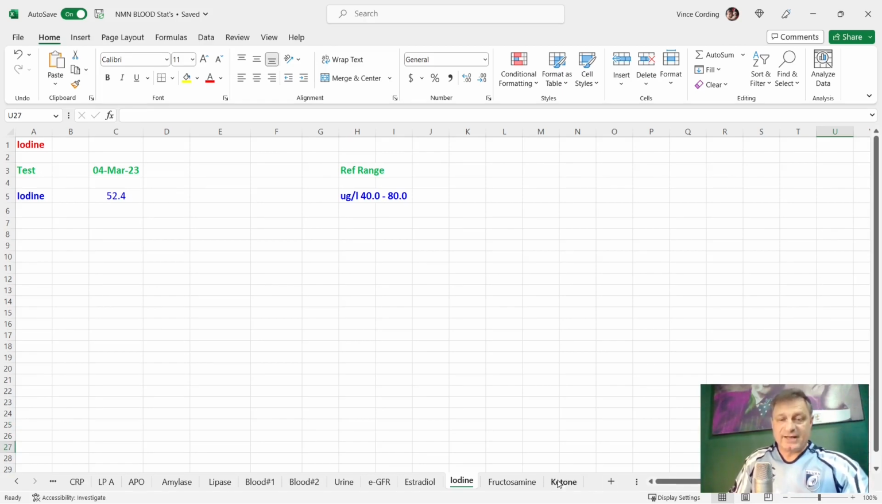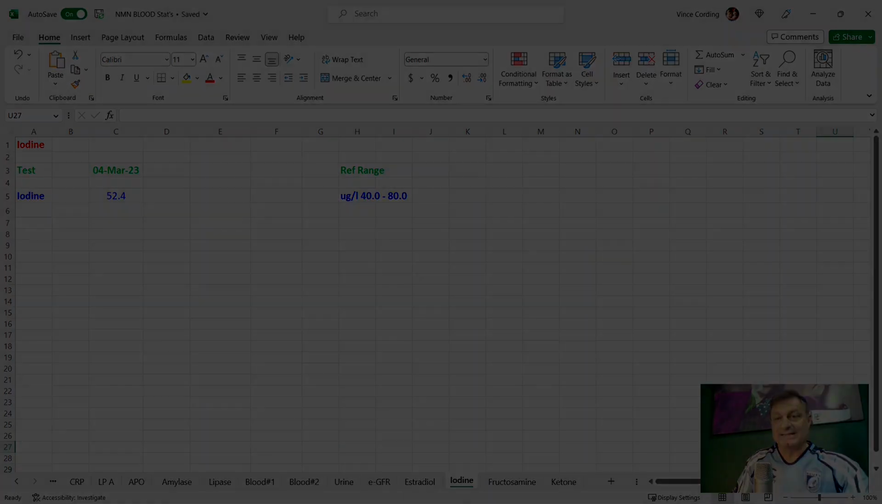So I've done the iodine level. I'm happy with that. I'm probably never going to do that again. I would much rather be testing my free testosterone, spending money on that, than spending it on iodine. So that's it for the blood test results with regard to iodine.